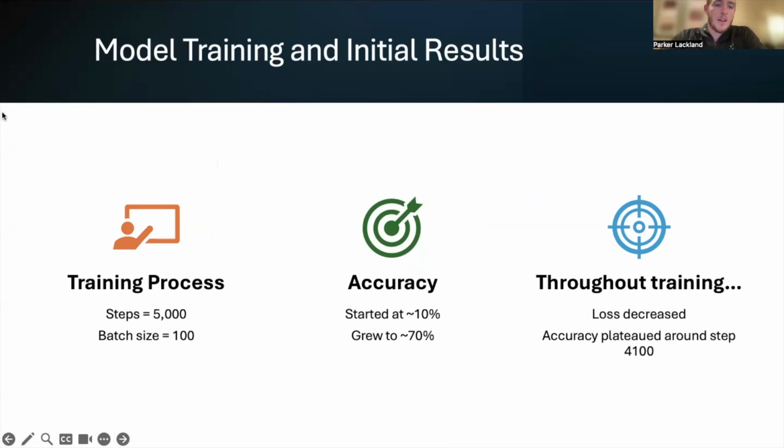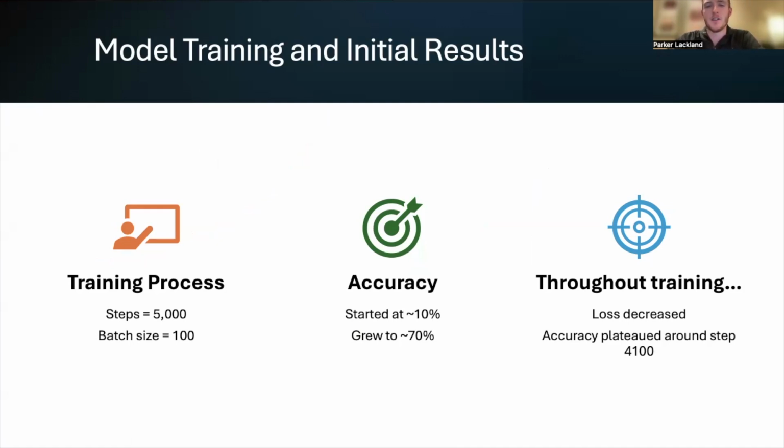During model training, we were asked to use 5,000 steps. We were asked not to use epochs as well. The steps just tell you how many times a batch of data is fed into the network and how many iterations it's trained in. The batch size was also 100, meaning 100 images at a time were sent through these steps.